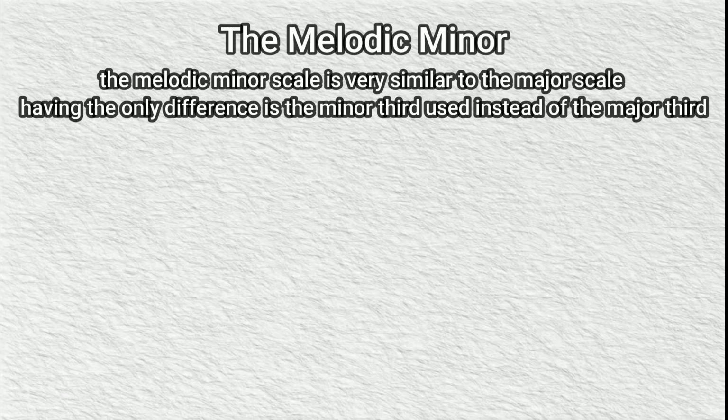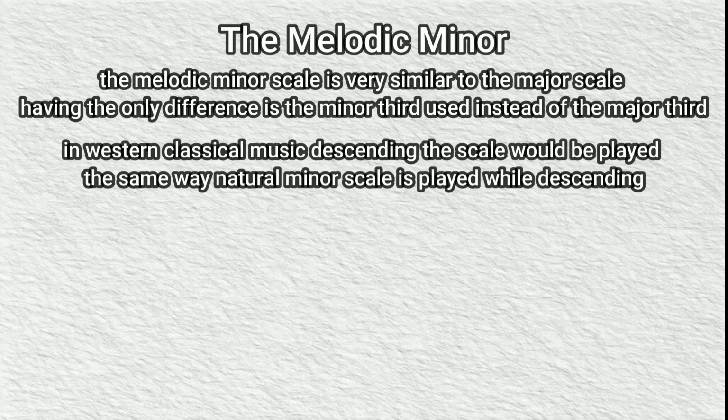The last modality would be the melodic minor scale. The melodic minor scale is very similar to the major scale, the only difference being the minor third used instead of the major third. But in Western classical music, descending the scale would be played the same way the natural minor scale is played while descending. That's mostly true for Western classical. In other cultures, that's not the case.